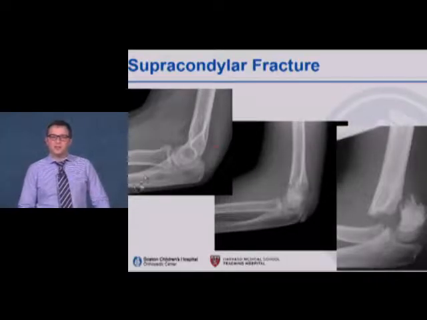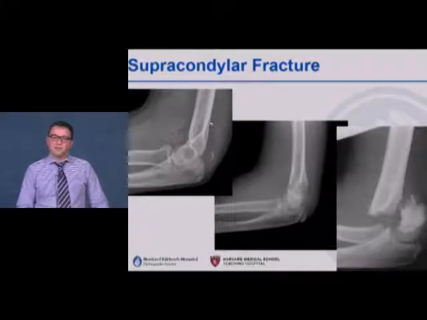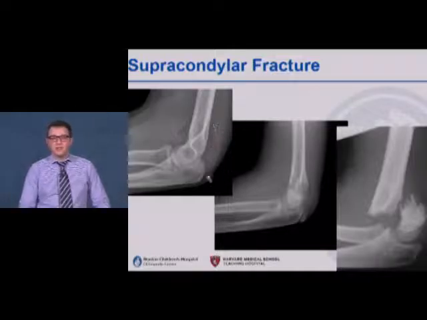And when we think about supracondylar fractures, there's really 3 types. So on the far side here is a type 1 supracondylar fracture, and this is a great view of the anterior fat pad, which is elevated, and it kind of looks like the sail on a boat, and it's called the sail sign. And then you also see the presence of a posterior fat pad here, which is not normally present.